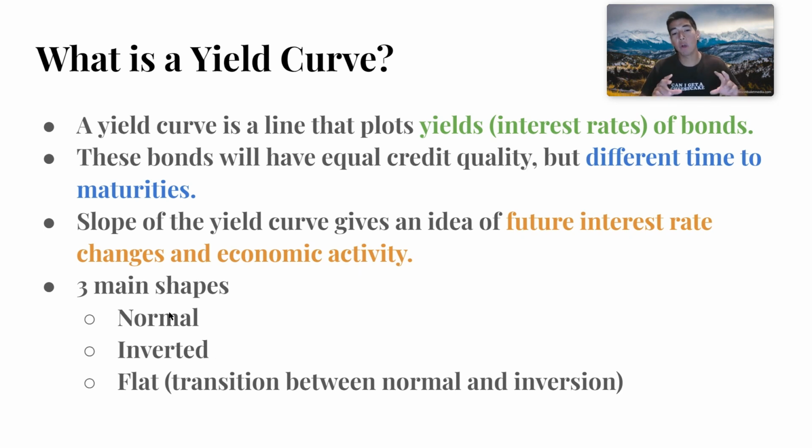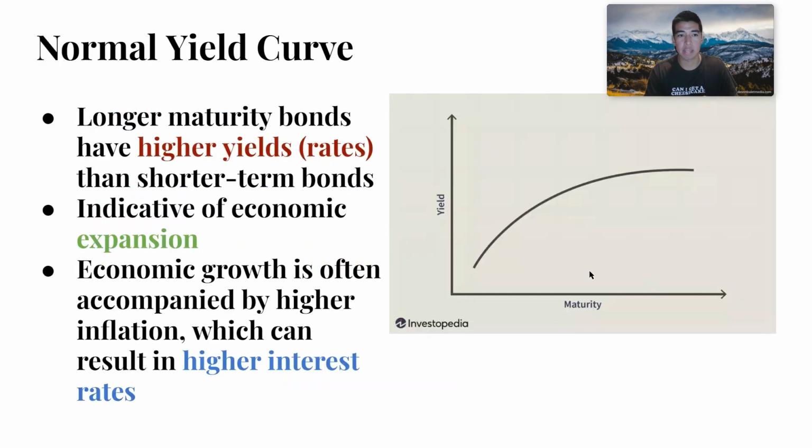And the slope of the yield curve is something that we'll want to pay attention to because it will be able to give us an idea of future interest rate changes and economic activity. And there are three main different slopes or three main shapes here. Number one, normal, two, inverted, and three is flat. And flat is usually just a transition between normal and inverted. So we'll take a look at normal and inverted here.